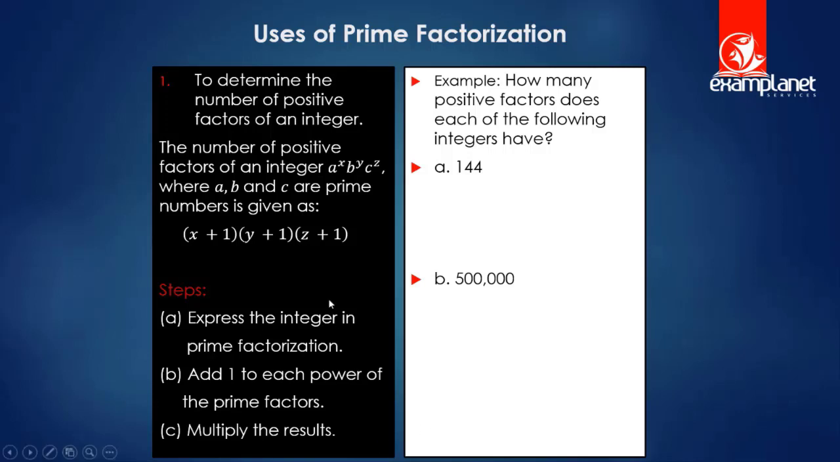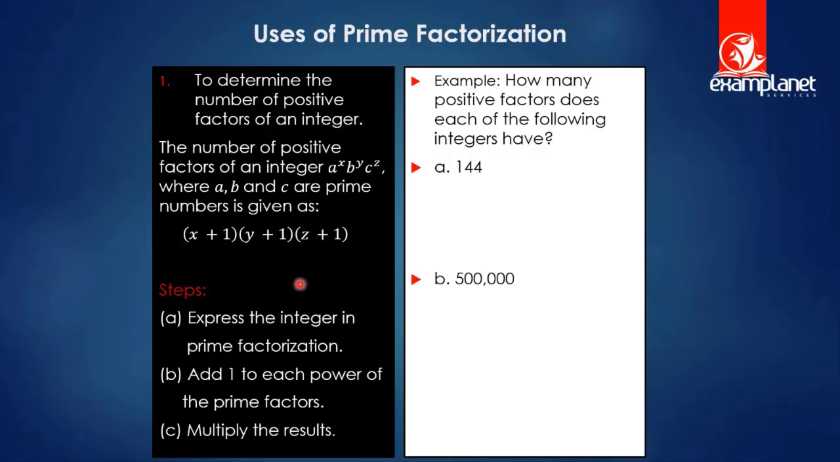Now, the number of positive factors of an integer a raised to the power x, b raised to the power y, c raised to the power z, where a, b, and c are prime numbers, is given by (x + 1)(y + 1)(z + 1).